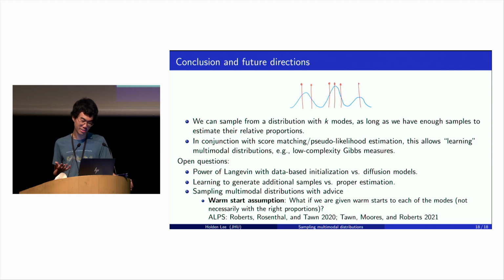There are some open questions. What's the power of Langevin with data initialization versus diffusion models? Here we cared about just generating additional samples, but you can also ask the problem of proper estimation for these models. And we can also consider weaker notions of initialization, such as only having one sample from each mode.